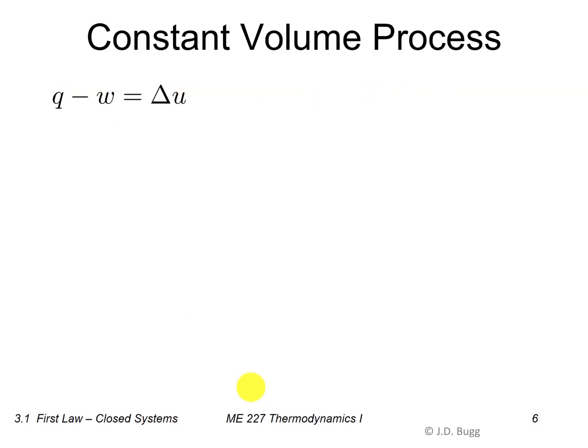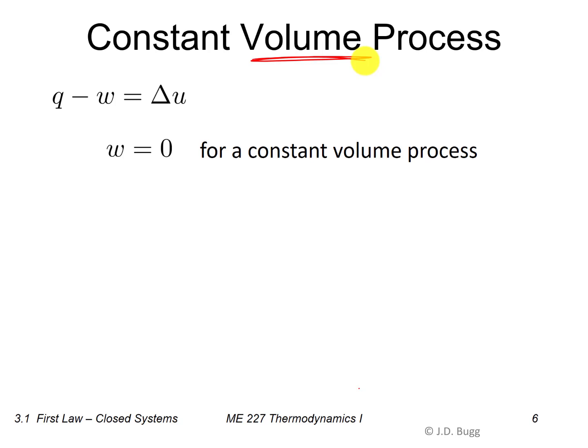The next thing we'll look at is a couple of special cases, or a couple of special processes that simplify the first law in a certain way. First one we'll look at is a constant volume process. So V is not changing. So this would be a vertical line on a PV diagram. So we start with our full form of the first law for a closed system, Q minus W equals delta U. But we remind ourselves that since it's a constant volume process, the work is zero.